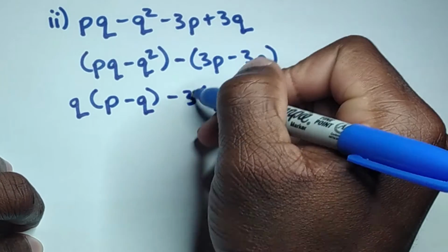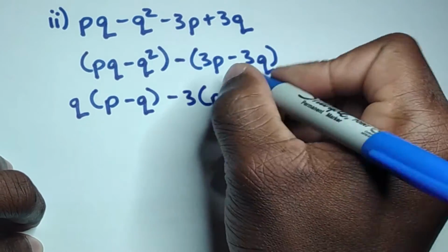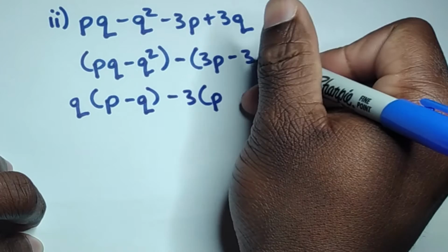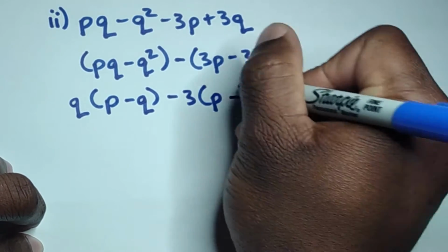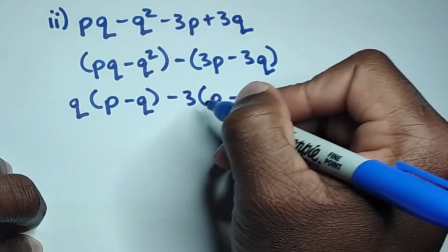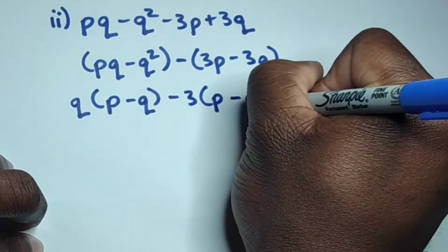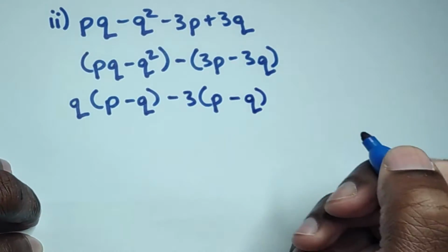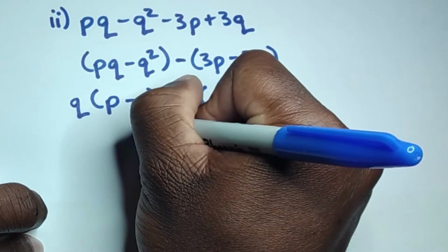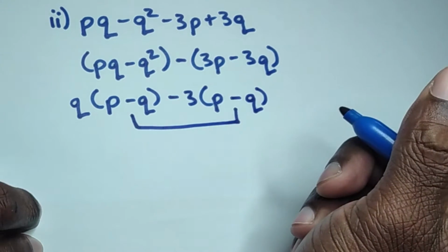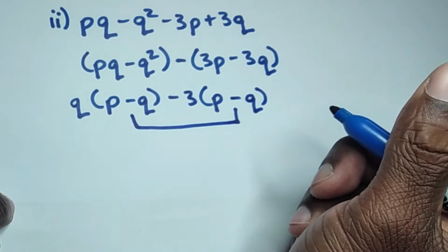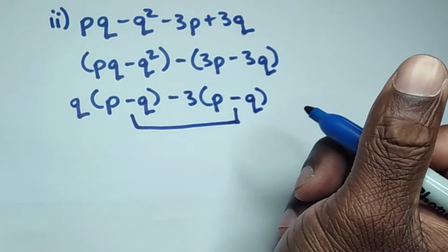If we divide 3p by 3, we'll be left with p. If we divide 3q, put back the minus sign here, if we divide 3q by 3, we'll be left with q. And again, as always, it's very important to obtain the same thing in both brackets. All right, that tells us that we are on the right path.